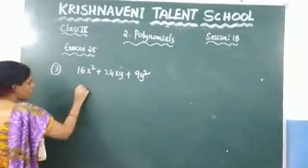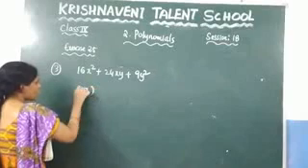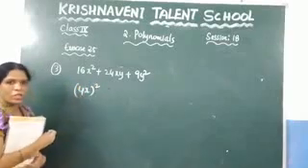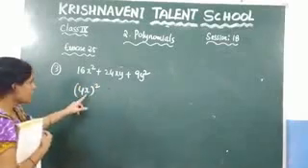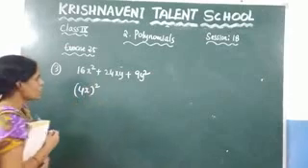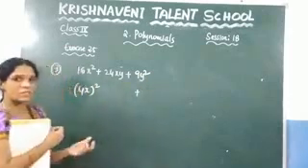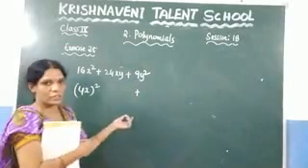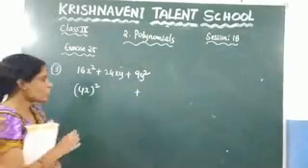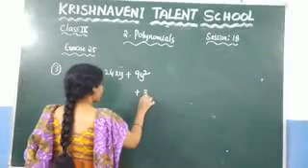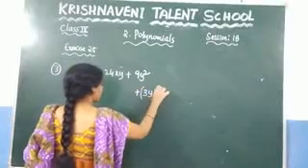So this much you can write as (4x) whole square, because 4 into 4 is 16, and x into x is x square. Similarly here, you can write 9 as which number squared? 3 square, 3 into 3 is 9. So you can write this one as (3y) whole square.